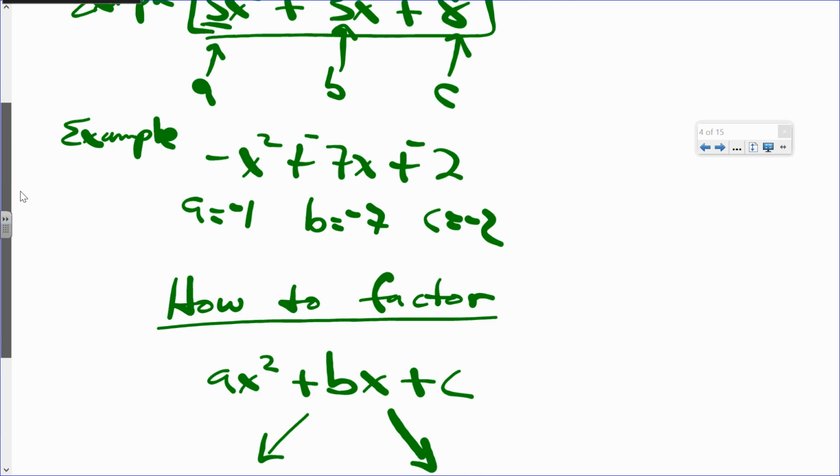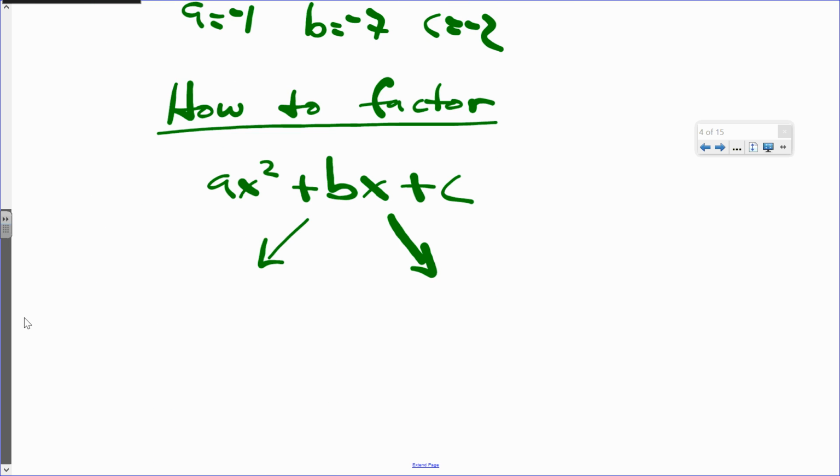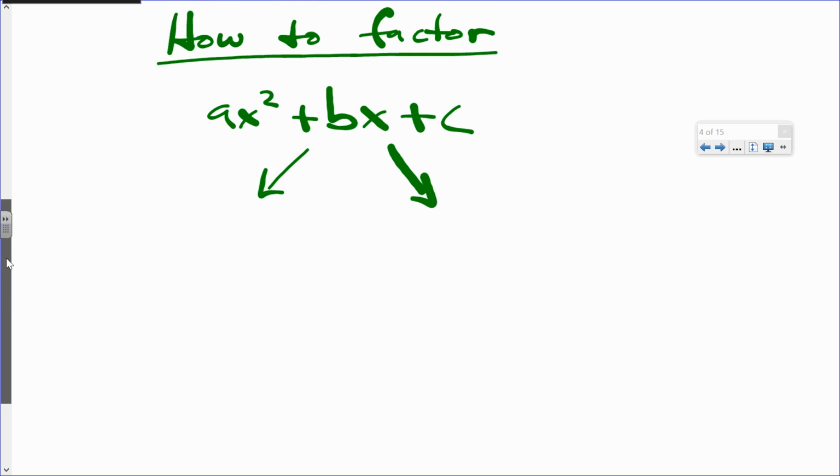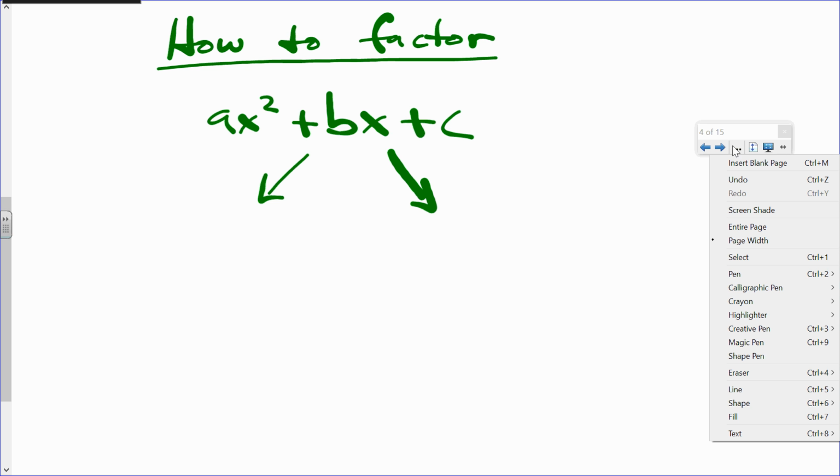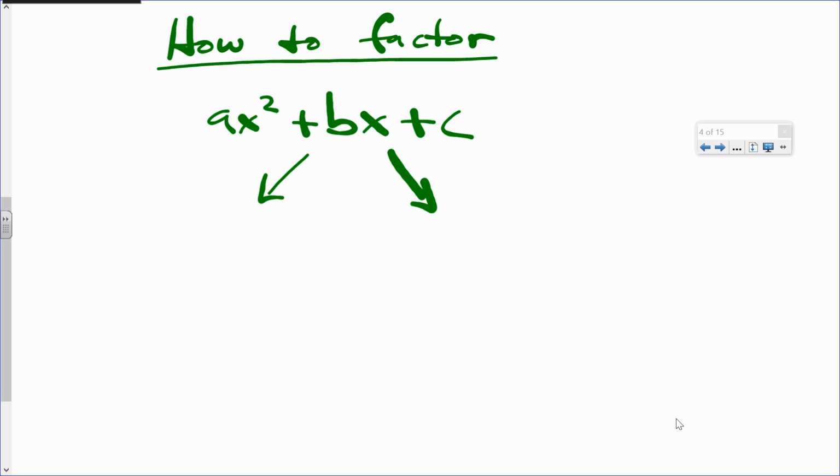So when we factor a trinomial, I'm going to write the standard form again. Remember, factoring means what stuff multiplies to get to that stuff. What are we going to multiply to get to this trinomial? Well, it's always going to be two binomials. I'm going to put that here.